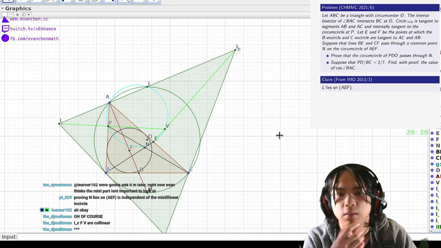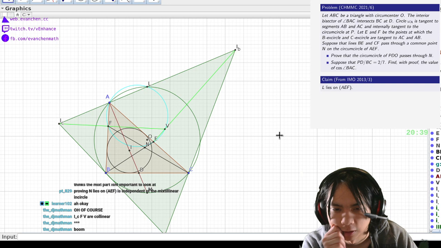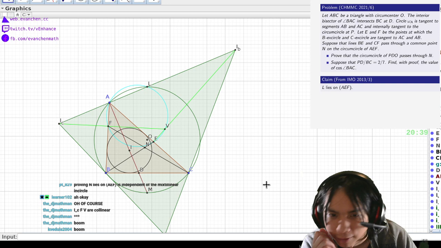Okay, fine. Okay, it's true by angle chasing. Yeah. This is okay. Okay, so V also lies on the circle. Wow, I learned something new today. This is the weirdest circle I've seen in a while.